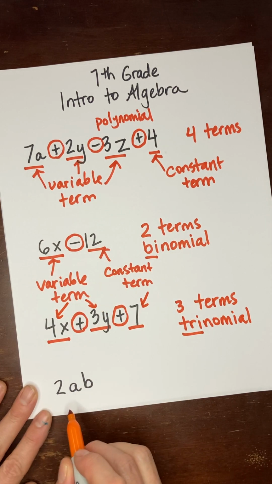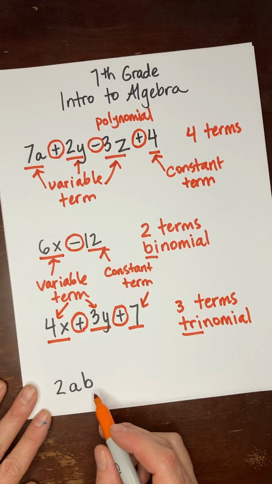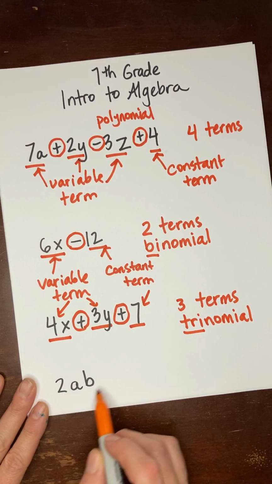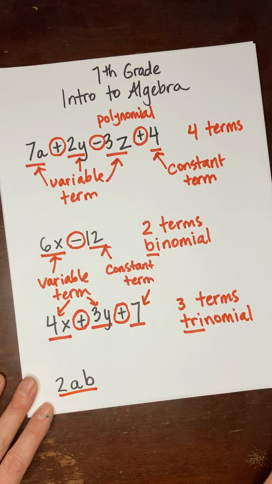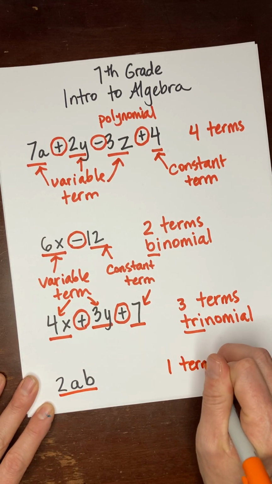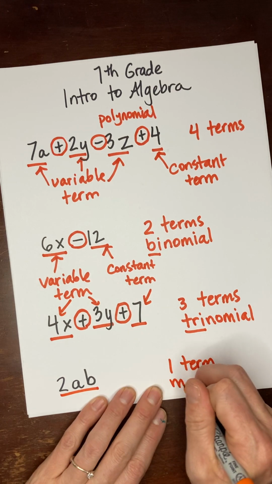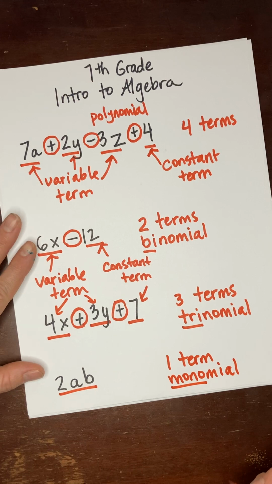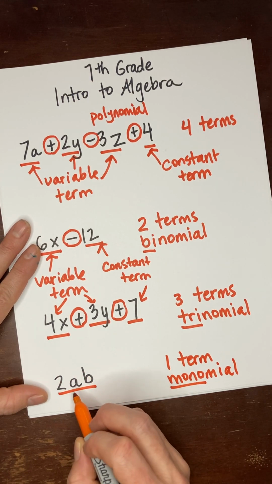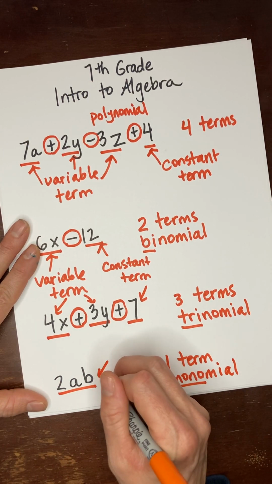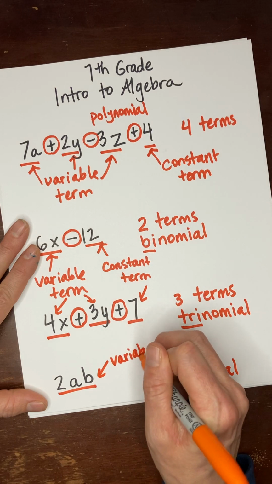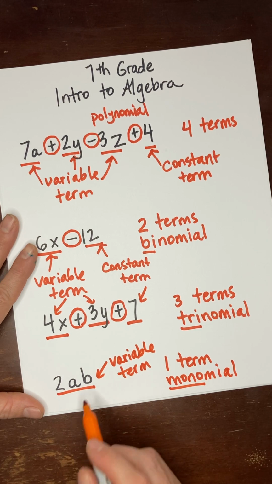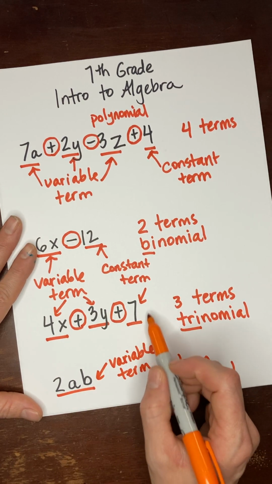Okay, our last one, 2ab. Well, I only have 1 term. I don't have any plus or minus signs. So this group of factors here, 1 term. And a polynomial with 1 term is called a monomial. Mono meaning 1. Okay, this term, because it has 2 variables in it, would be called a variable term. This polynomial does not have a constant term because there is not a number being added by itself.